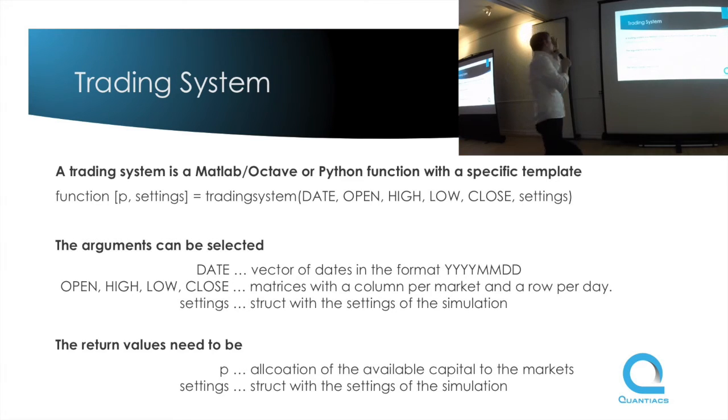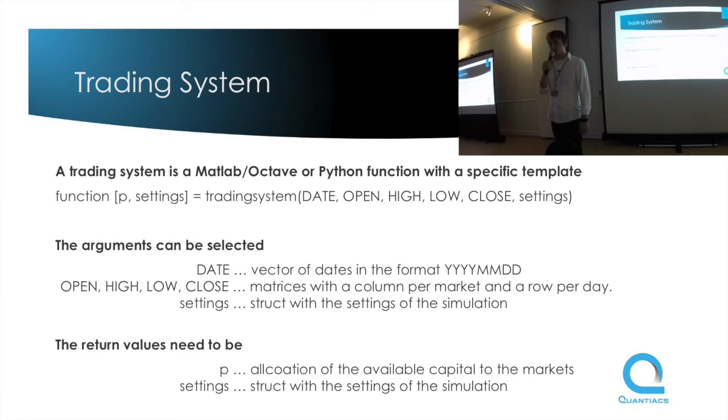Date is always a vector of the dates in the format 4 digits for the year, 2 digits for the month, and 2 digits for the day. It's an integer. And then, of course, for the markets that you want to trade or test, you get open, high, low, close, or whatever you have specified in the function template. These are matrices with a column per market and a row per day in every call of the trading system function. And the function is looped through time, so it's called for every day in the backtesting period.